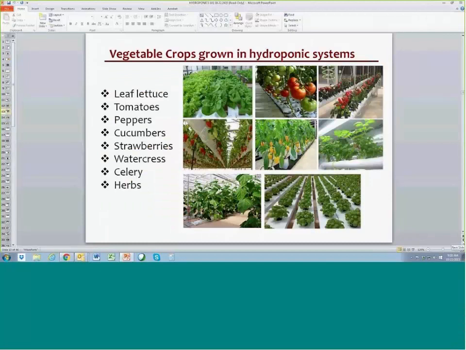I mentioned before some of the common species, just to illustrate again that the most commonly used for demand and for price are shown here. So you see lettuce and tomatoes and peppers and strawberries, and then a variety of leafy greens. Basil is one, some herbs, but basil is quite common in hydroponic systems, and then cucumbers. But you can grow a lot of other crops.